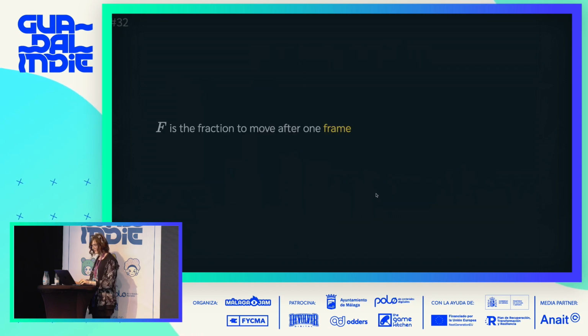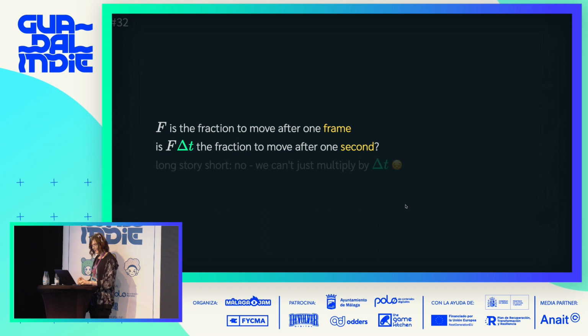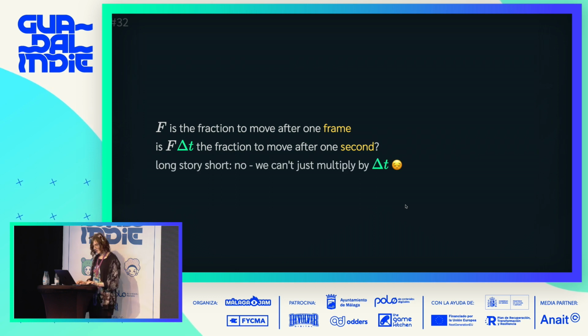OK. So you might think, well, if f is kind of like the fraction to move after 1 frame, is f times delta time the fraction to move after 1 second? So long story short, no. We can't just multiply by delta time.